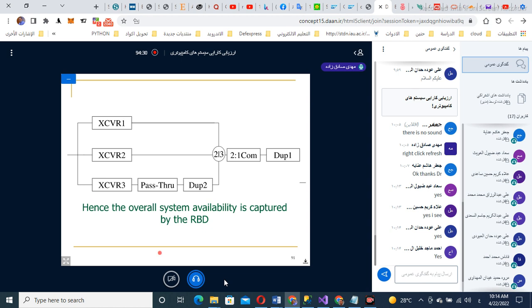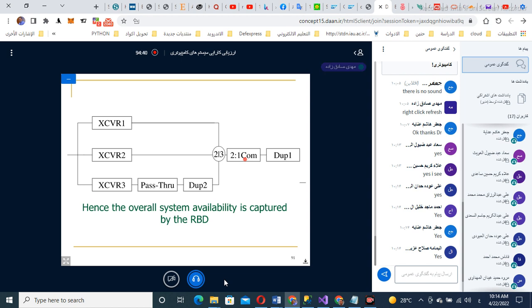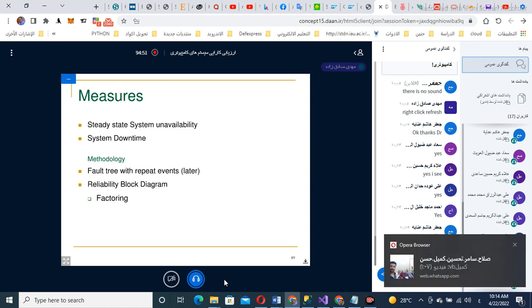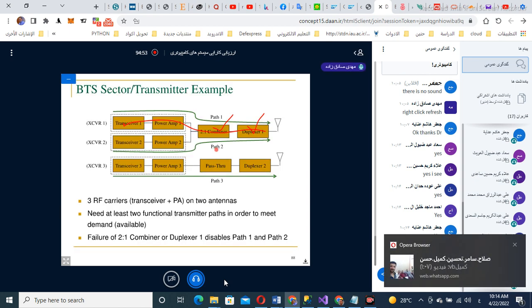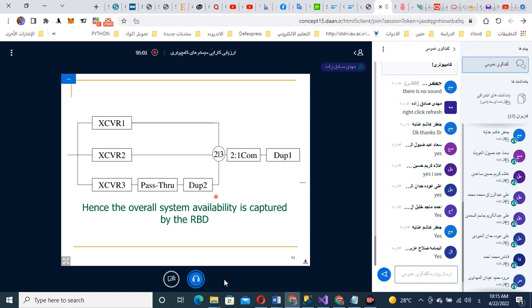Hence, the overall system availability is captured by the reliability block diagram. You can see here, why here 2 to 1 combiner and duplexer 1. Come back. Here, combiner and duplexer, that is 1. That is combiner and duplexer, 2 to 1 and 1.